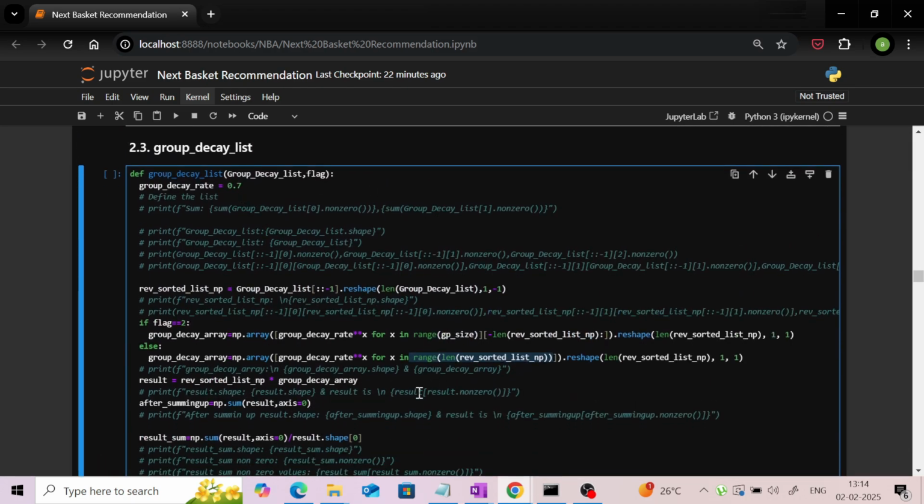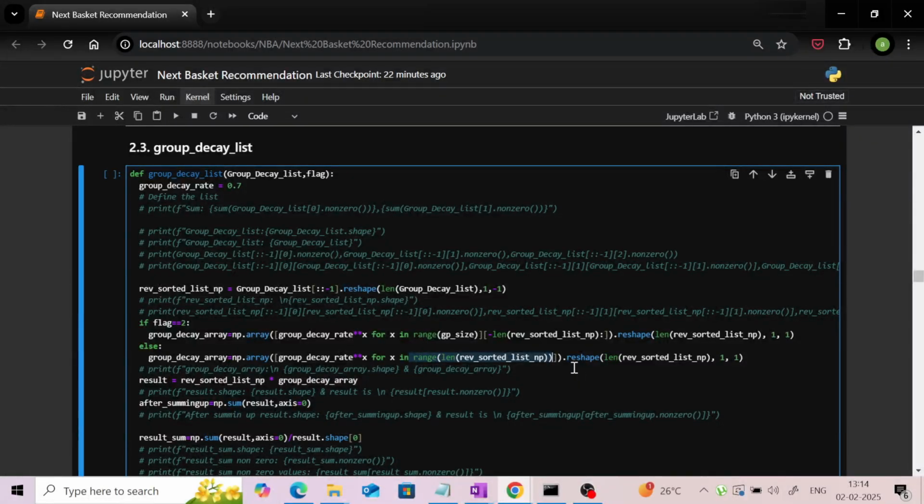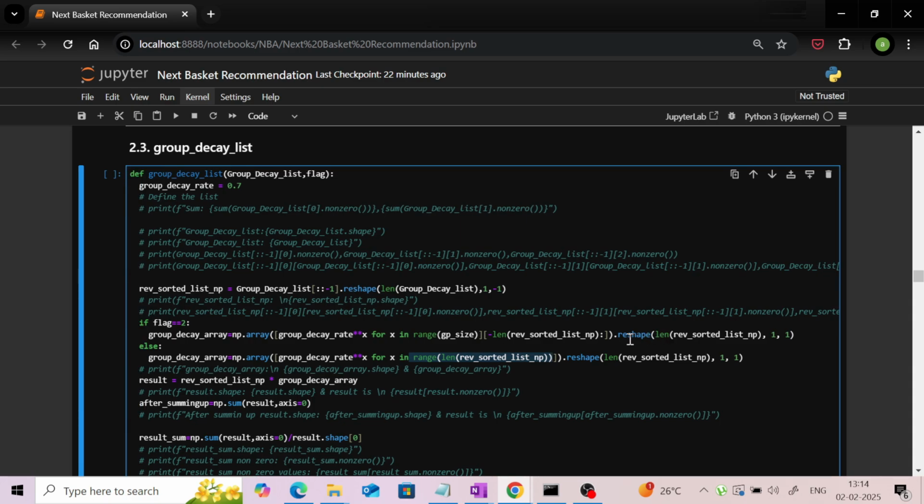Group decay rate to the power x, where the group decay rate is our 0.7, with x going from 0 to 6. So we generate these group decay rates: 0.7 to the power 0, 0.7 to the power 1, 0.7 to the power 2, till 0.7 to the power 6. And then we are again reshaping this group decay rate to 7 by 1 by 1. So the dimension of this group decay rate is 7 by 1 by 1.